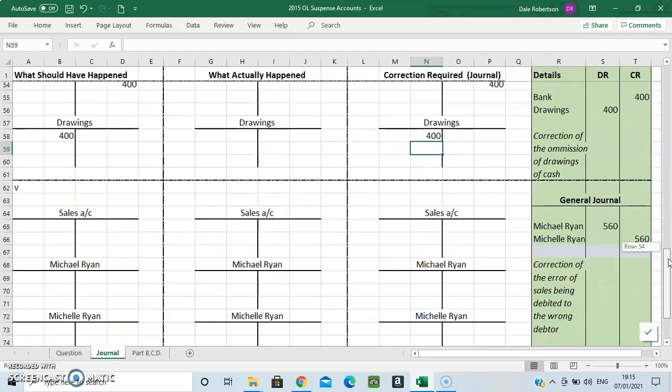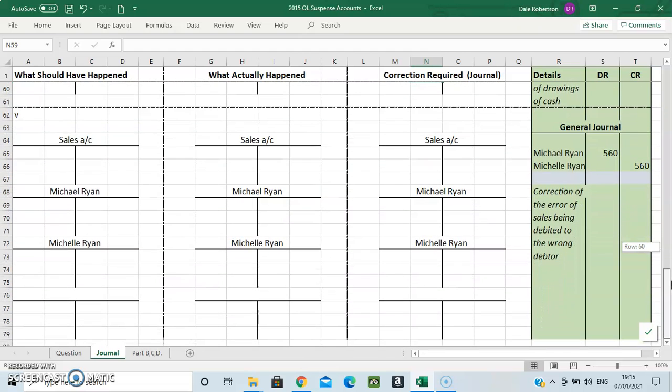And then the last one that we need to do of the 5, it says goods sold on credit to Michael Ryan of €560 have been entered in Michelle Ryan's account. That's what we call an error of commission, because something has been entered in the right type of account, but just the wrong account.